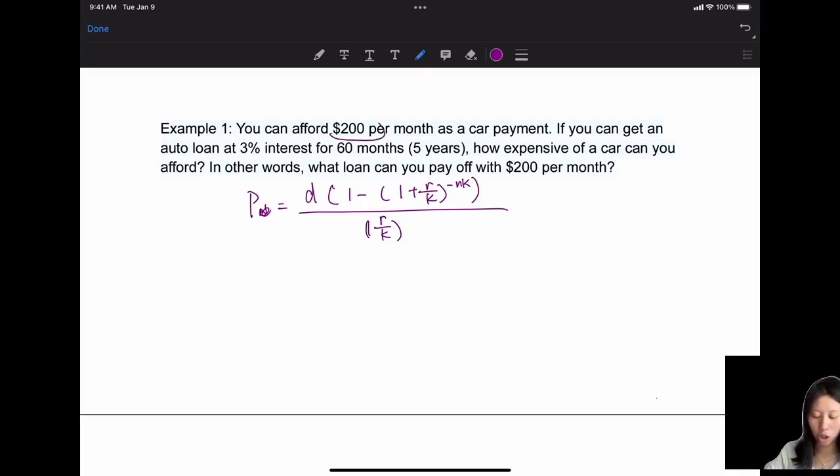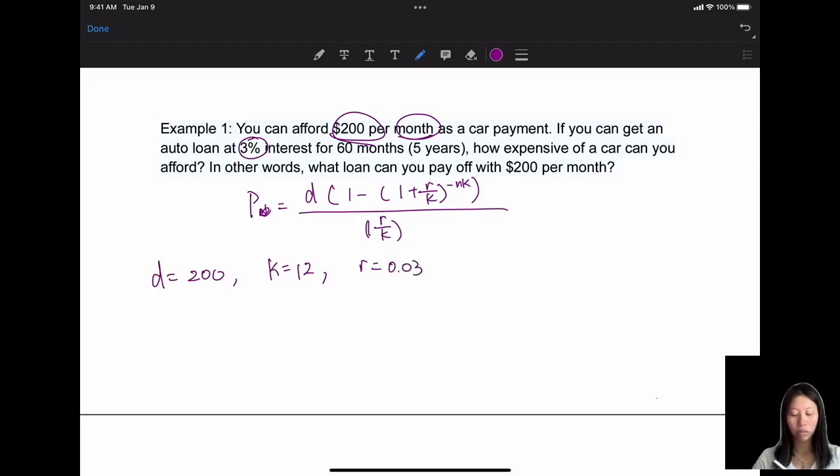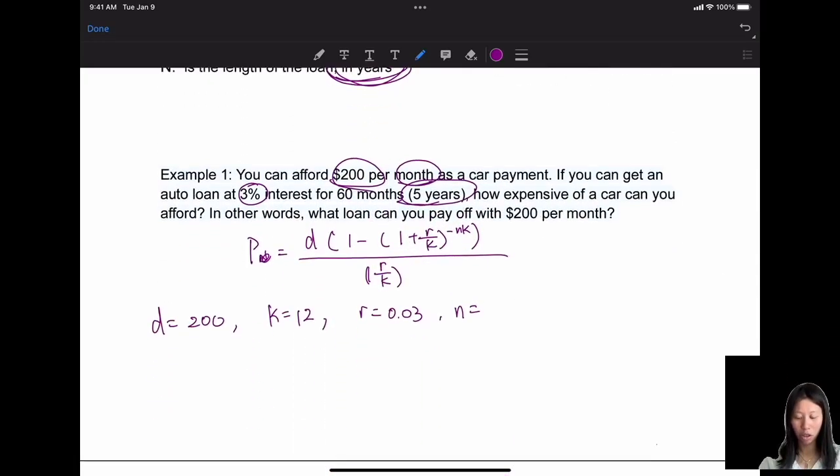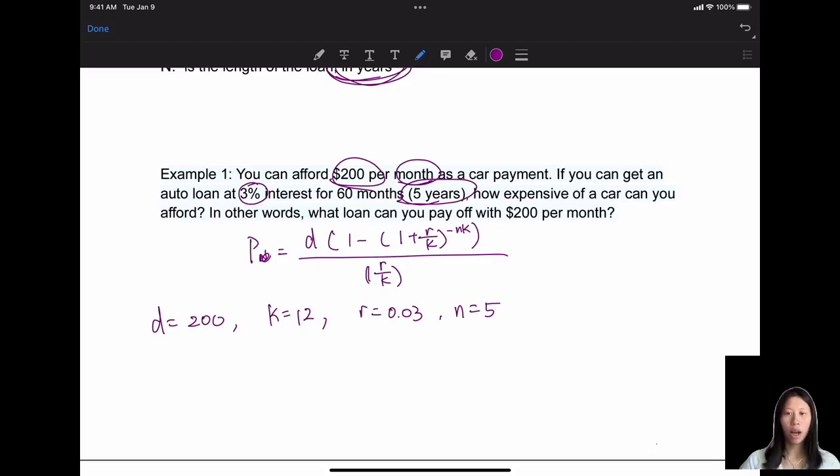So now let's take a look. Your monthly payment is 200, so you plug in 200 there. Since it's monthly, K is 12. The percentage gives you the interest rate. You want it paid off in 5 years, and N is the length of the loan in years, so N is equal to 5, not 60, because 60 is months. So how expensive a car can you afford? Not hard, you plug in the numbers. Try to do it by yourself.